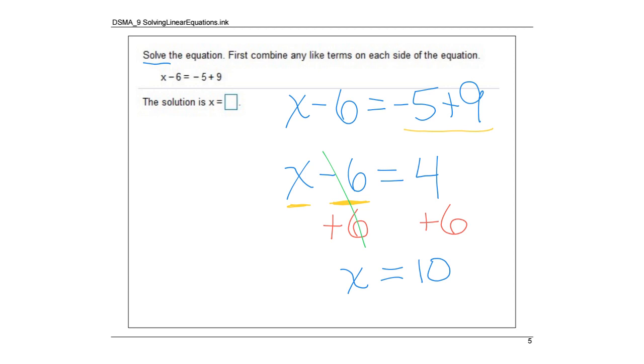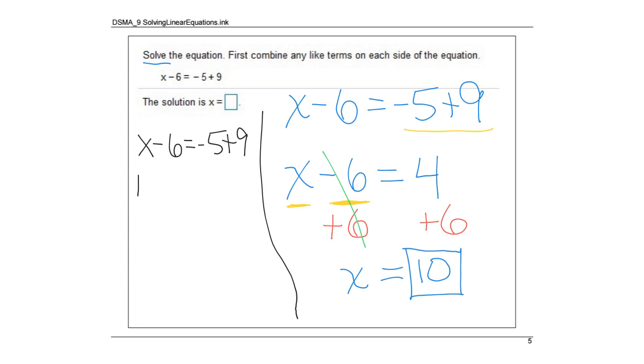So that is actually my answer, but let's go ahead and check our work. I'm not going to check our work on all of these, but let's go ahead and do it on this one. So I'm going to check my work over here. What I'm going to do is still take my equation. I'm going to substitute the 10 in for x and see if I get the same answer on both sides. Well, 10 minus 6 gives me 4. -5 plus 9 also gives me 4, so I'm good to go. My answer is +10. So x equals +10.